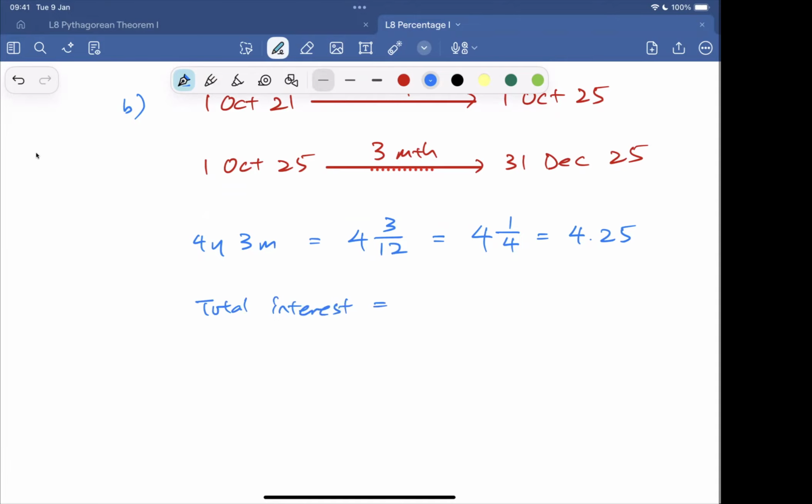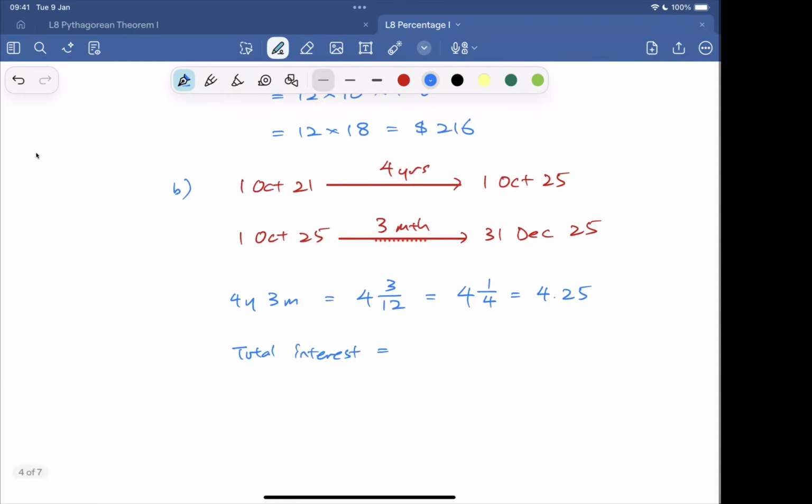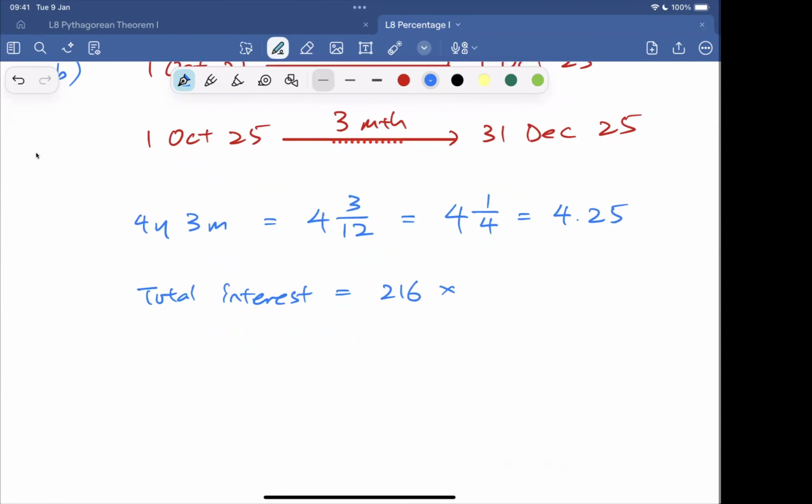over 4 and 1/4 years? 4.25 multiplied by 216. Correct. But it's easier to multiply by a fraction. So can you help me convert the mixed number into an improper fraction? 17/4. Correct. If you simplify it, you take 216 and divide it by 4, we get 54. So 54 times 17, then we'll get the final answer, $918.